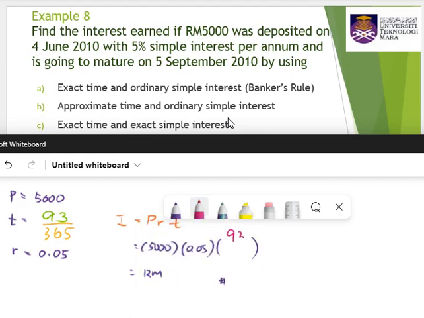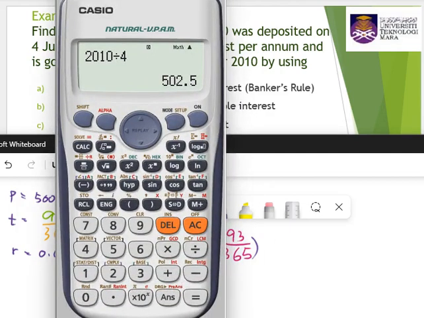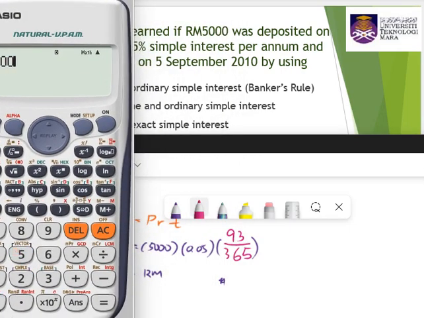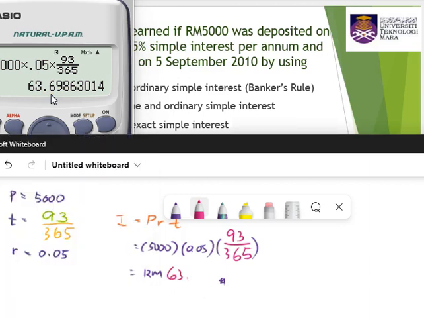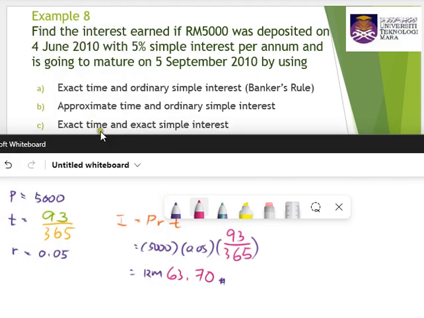So you have 93 over 365 days. Calculate it respectively: 5,000 multiplied by 0.05 multiplied by 93 over 365. You have your answer, 63 ringgit and 70 cent. Just remember to include your RM, and round off to 2 decimal places. So we have done C, exact time and exact simple interest.